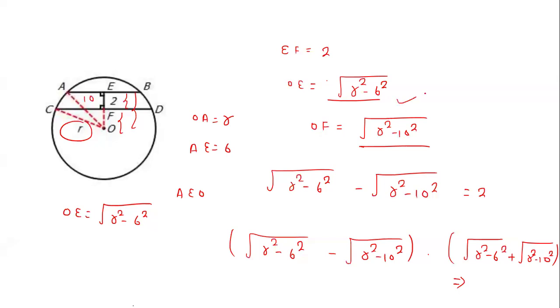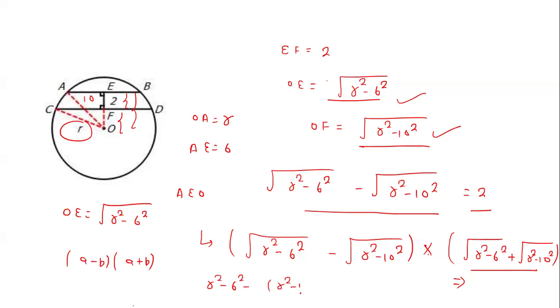And if we subtract this distance from this distance, it is equal to the EF distance, which is equal to 2. You can solve this by many methods, and one of the methods is this. You can observe that if we multiply root of r square minus 6 square minus root of r square minus 10 square, by root of r square minus 6 square plus root of r square minus 10 square, this is a minus b and a plus b form, which is a square minus b square. So which is r square minus 6 square minus r square minus 10 square, which is 10 square minus 6 square, which is 64. So this value is equal to 64.